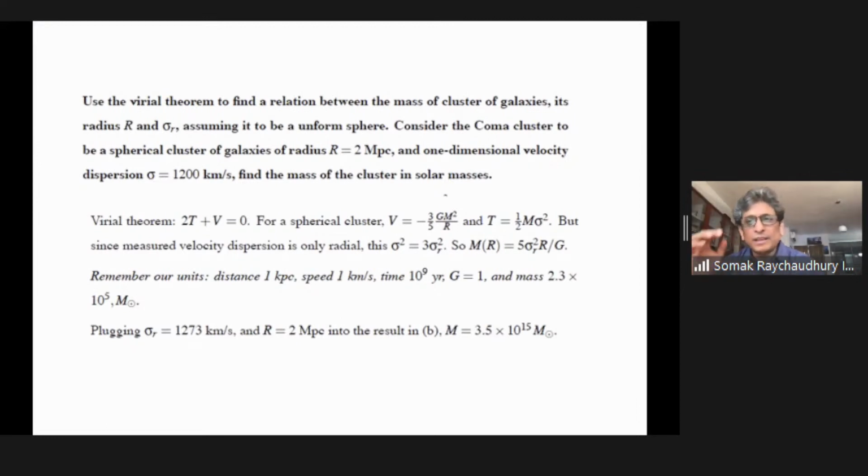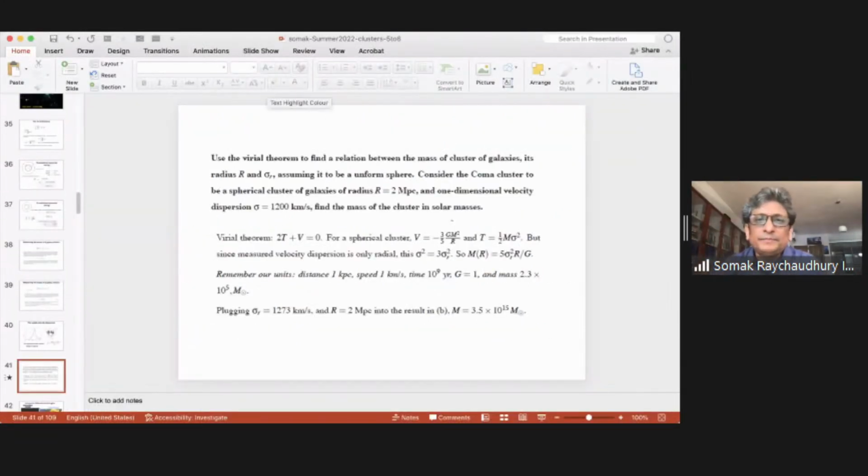So I'll stop there today. I'll come back to this topic tomorrow and talk about other methods of measuring the mass of galaxy clusters.